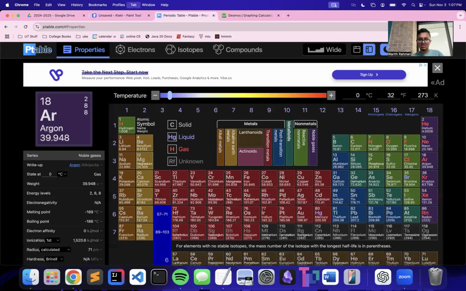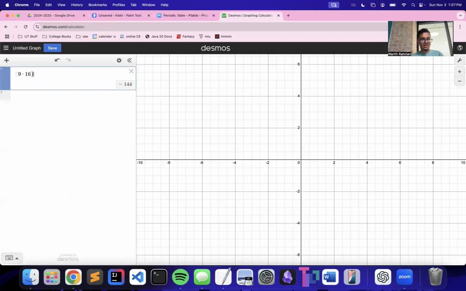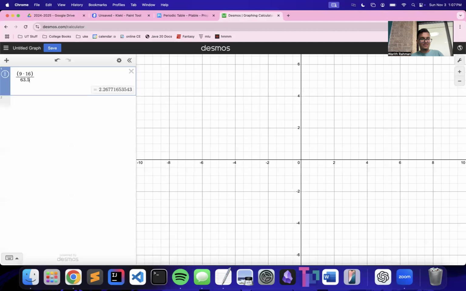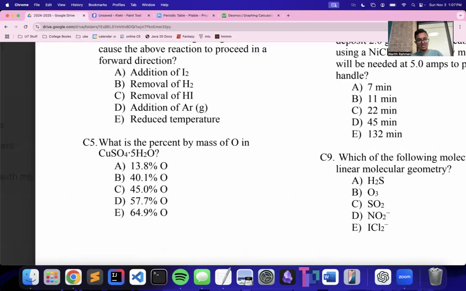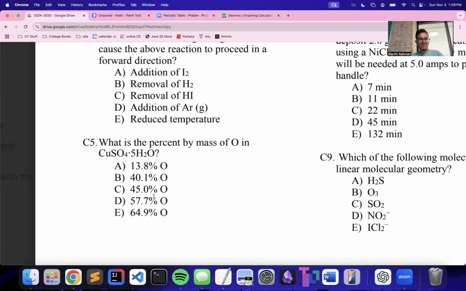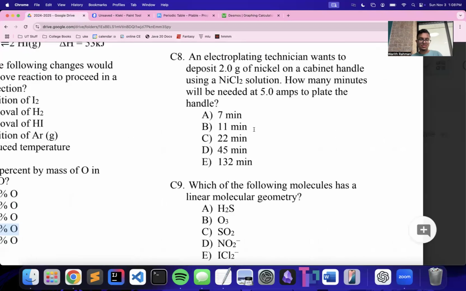I think it should just be 16. Yeah, it was 15.99, same thing. And then we're going to divide this by the total molar mass. So copper is 63.55 plus sulfur, which I believe is 32.07. You could be ever so slightly off on these, it'll be close enough. Plus 4 times that 16, so that's our copper sulfate, plus 5 times the mass of water, which I know is just 18.02, 16 plus the 2 hydrogens. And we end up getting 57.7% as our percent by mass of just the oxygen. So that one's pretty easy.